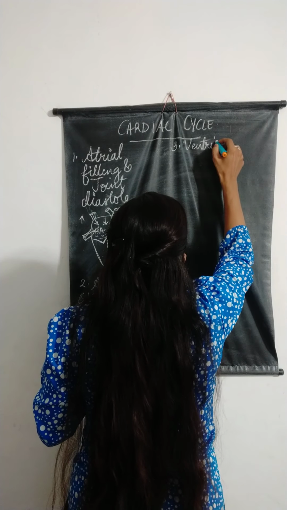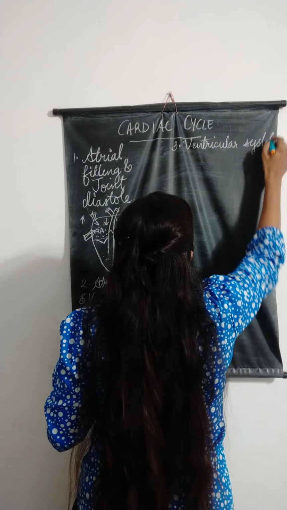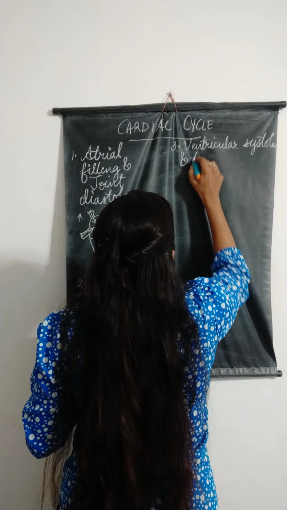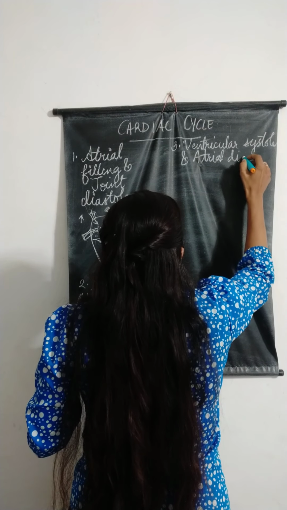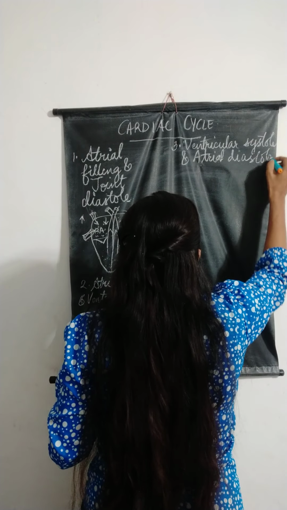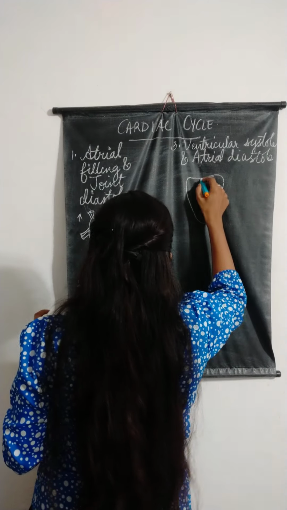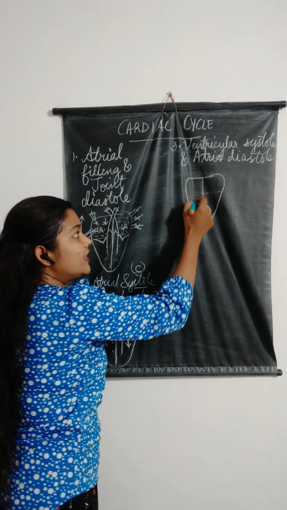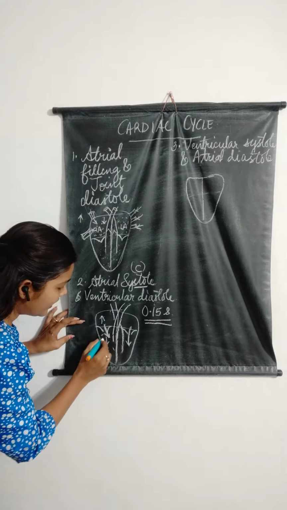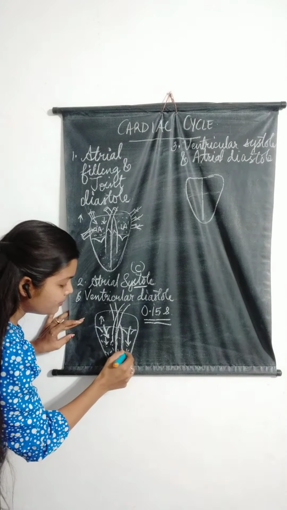Ventricles going through systole and atrium going through diastole. So in this step, the AV valves, already the blood has entered into the ventricles. The ventricles are completely filled up with the blood.